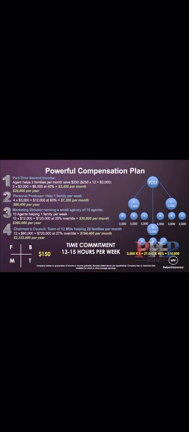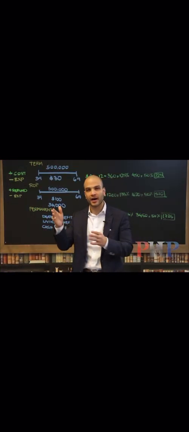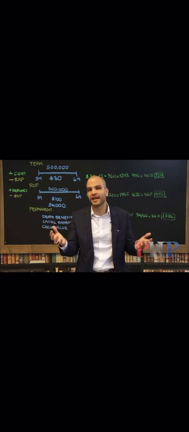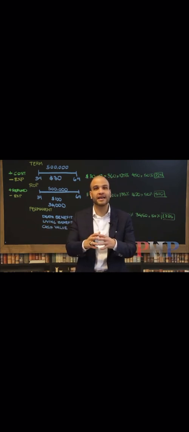The next one is the personal producer. Let's just say you move up in the company and you want to become a personal producer, and you're helping 4 families a month, 1 family per week. 4 times 3,000 is 12,000. Let's just say you're a 60% contract, you make $7,200 a month. A year is 80,000. Now we're talking about having a career, moving up in the company.